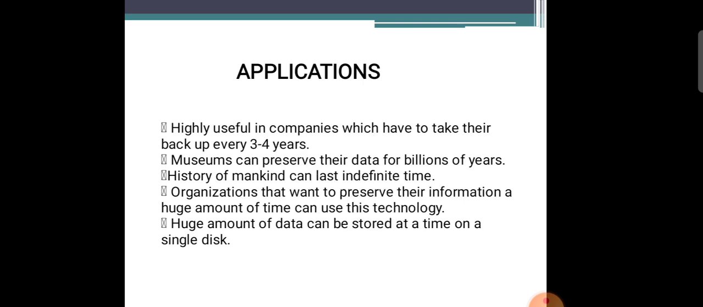Applications: highly useful in companies which have to take their backup every 3-4 years. Museums can preserve their data for billions of years. History of mankind can last indefinite time. Organizations that want to preserve their information for a huge amount of time can use this technology. Huge amounts of data can be stored at a time on a single disk.